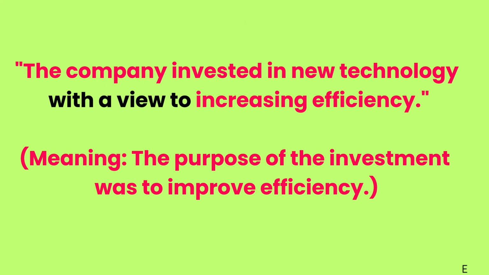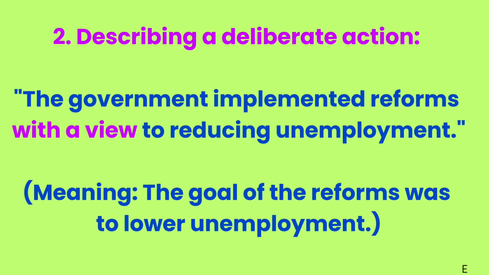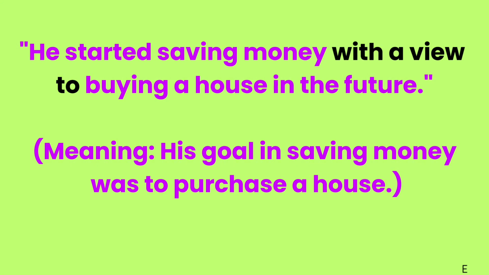The company invested in new technology with a view to increasing efficiency. Meaning, the purpose of the investment was to improve efficiency. 2. Describing a deliberate action. The government implemented reforms with a view to reducing unemployment. Meaning, the goal of the reforms was to lower unemployment. He started saving money with a view to buying a house in the future. Meaning, his goal in saving money was to purchase a house.